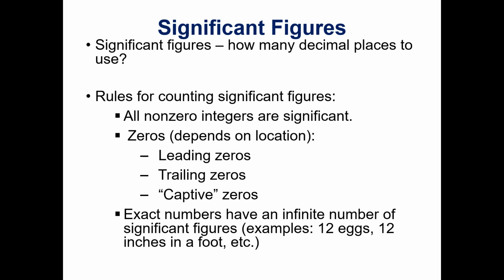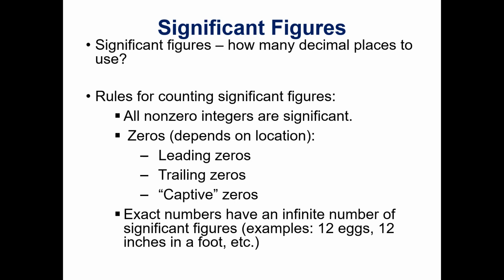So in chemistry, we use significant figures to show how precise our measurements are. So we use rules to determine how many decimal places should be in the final answer of a calculation. Significant figures indicate how precise our measurement was to start with.